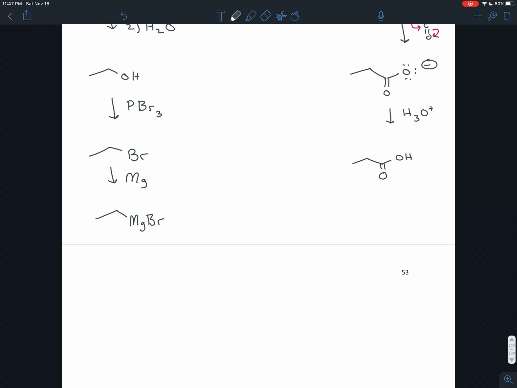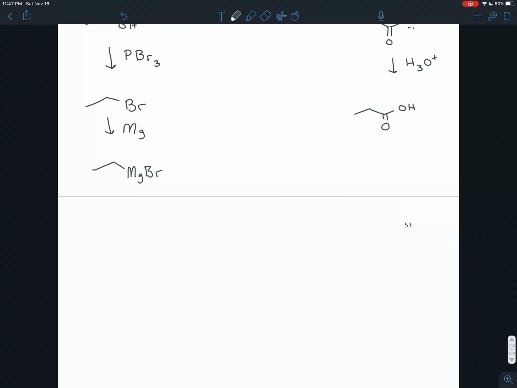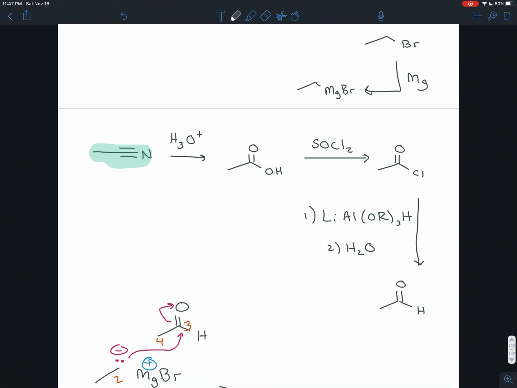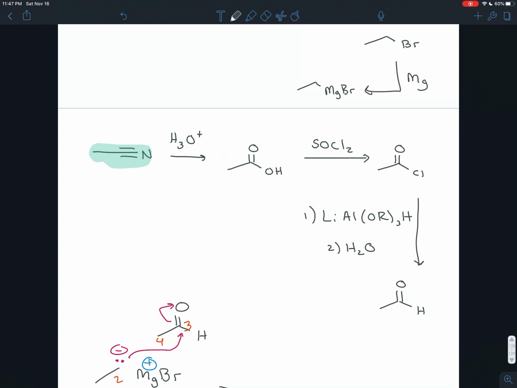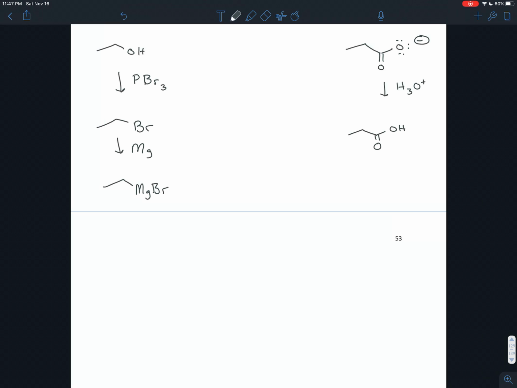So we need to reduce this down to an aldehyde, because then the Grignard reagent will only react once. Well, you can reduce it down to an aldehyde the way we did before. You could treat this with thionyl chloride and then reduce it with a lithium aluminum trialkoxyhydride. So that's one way. Let's do something different here just for a change.